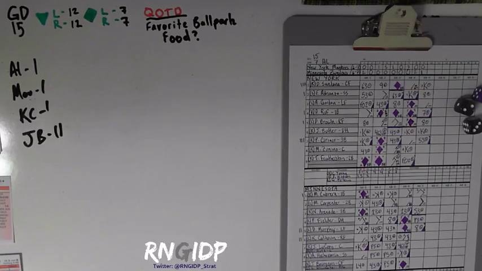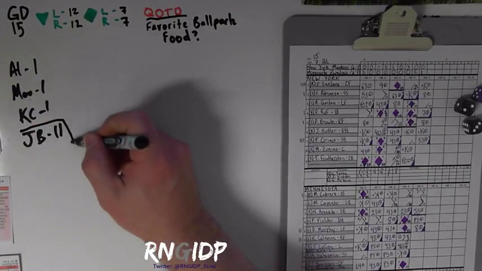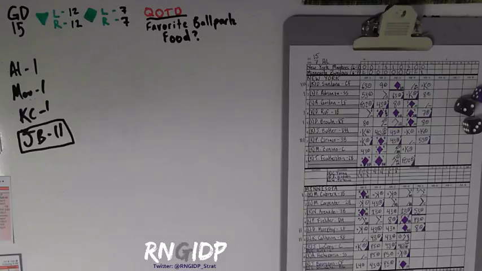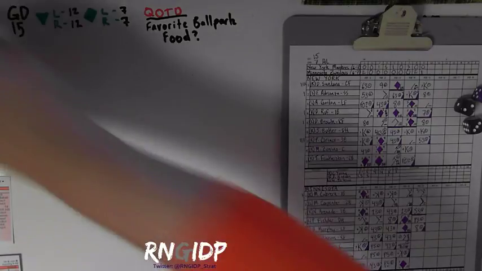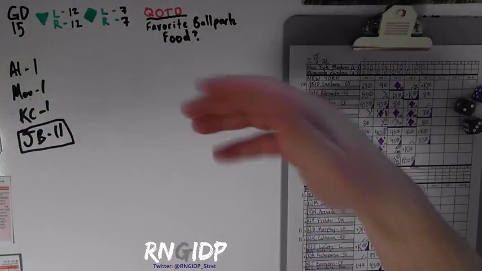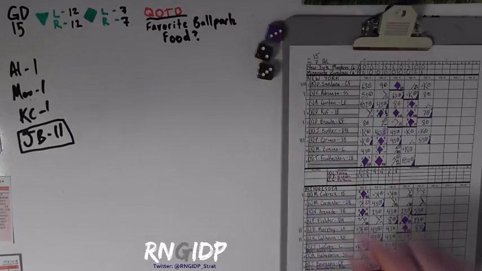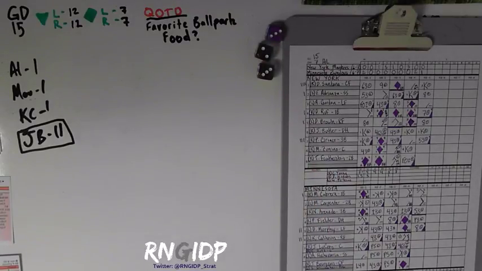So congratulations to Jerry Ball. You are the star of the show here tonight. You win the mini game with 2 points. Congratulations to you, sir. This has been fun.